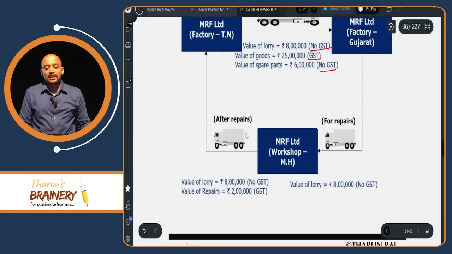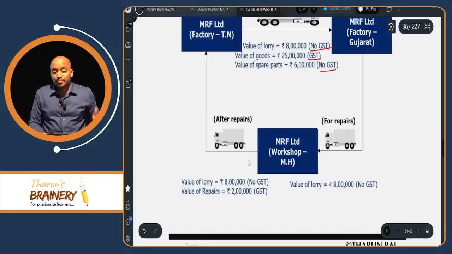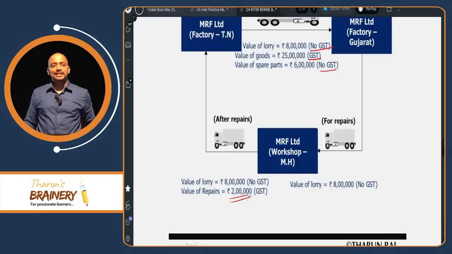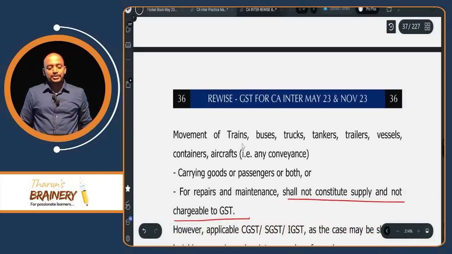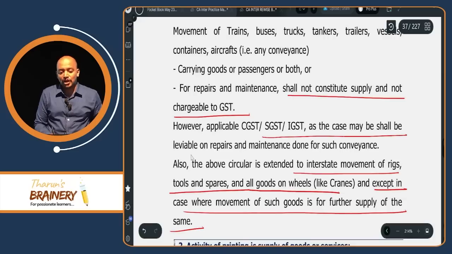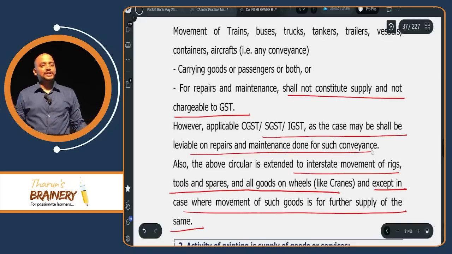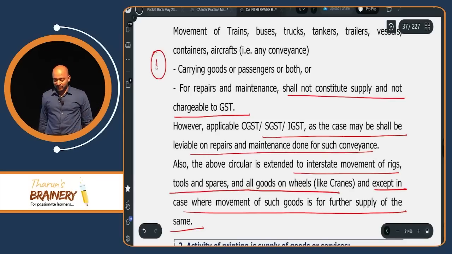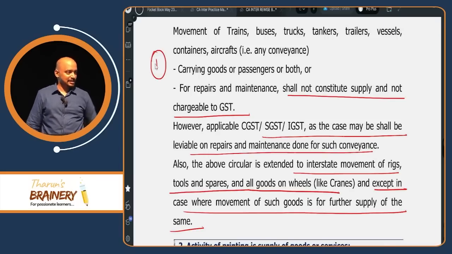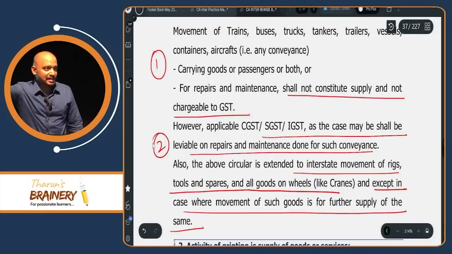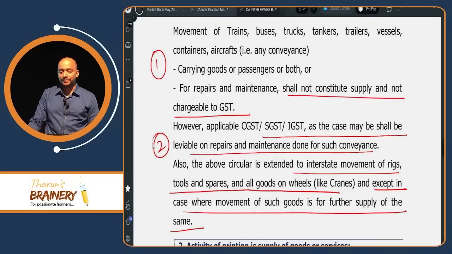Yes. Sir, lorry no GST, but they are providing some repair services. On that repair service, it will become supply under GST and chargeable to GST. So, applicable GST, as the case may be, shall be leviable on repairs and maintenance done for such conveyance. What is the first point? Any movement of conveyance between the distinct persons, no need to pay GST, let it be carrying goods or people or for repairs. However, on repair services done by the other distinct person, GST is payable.